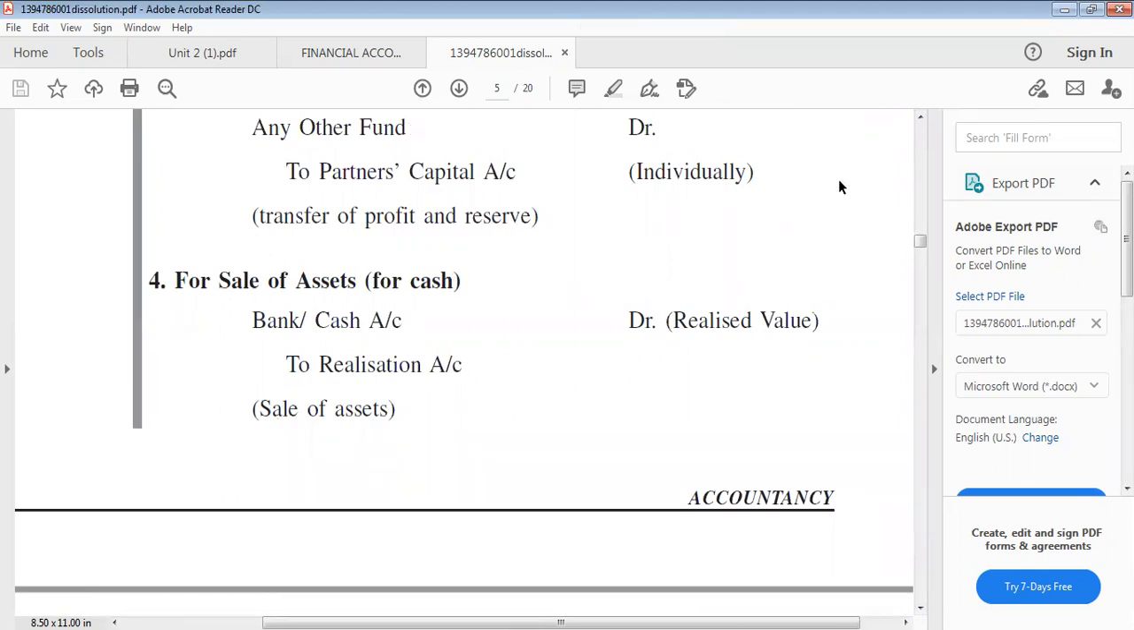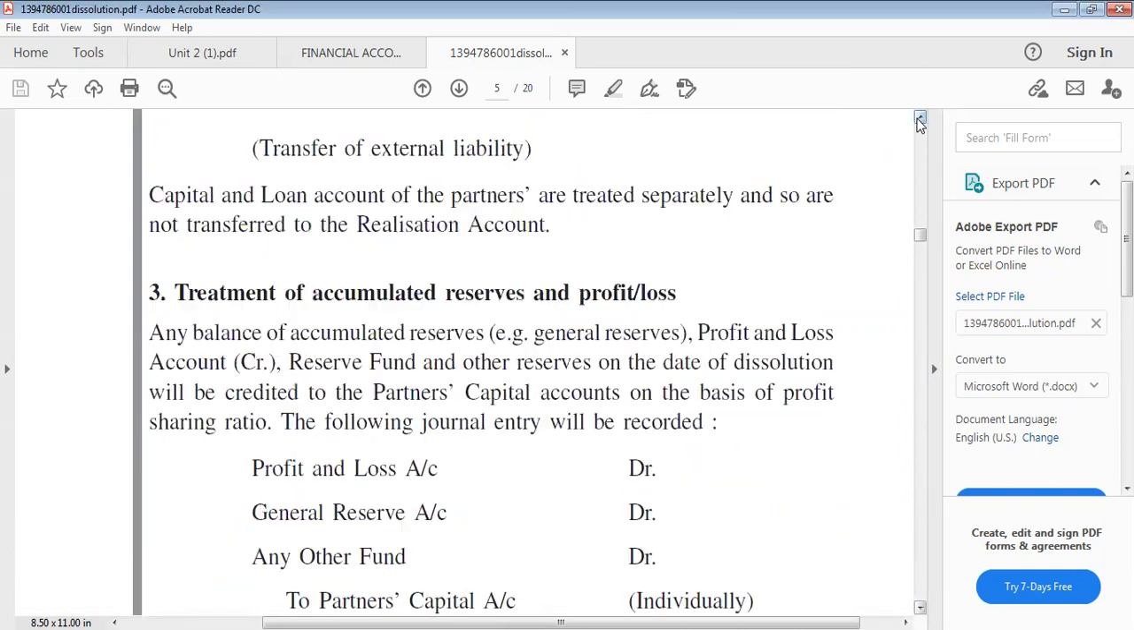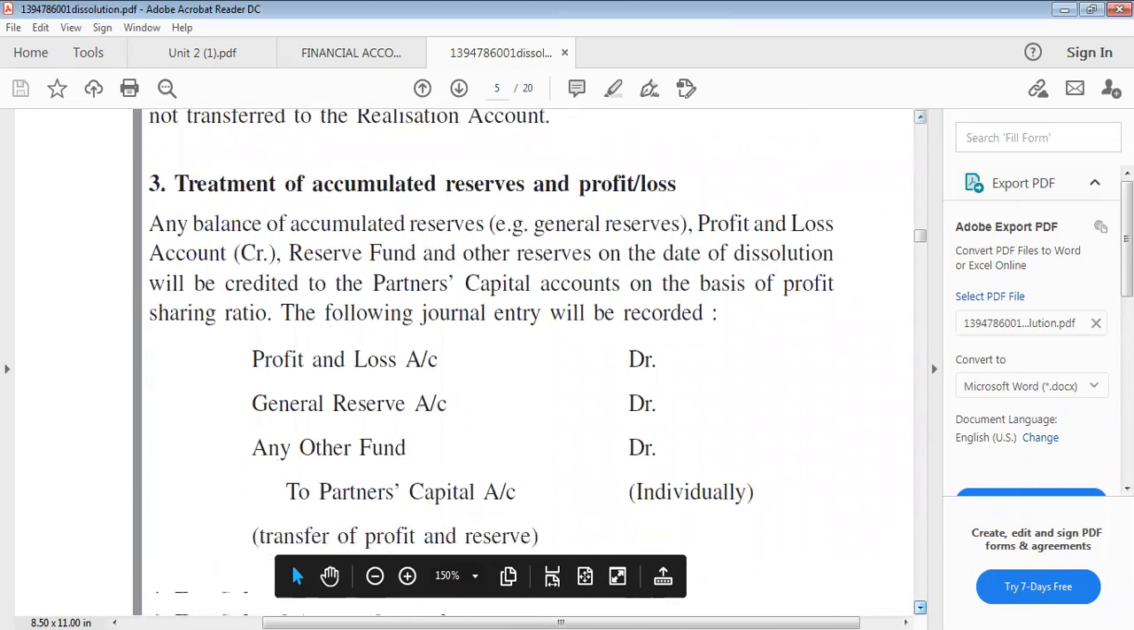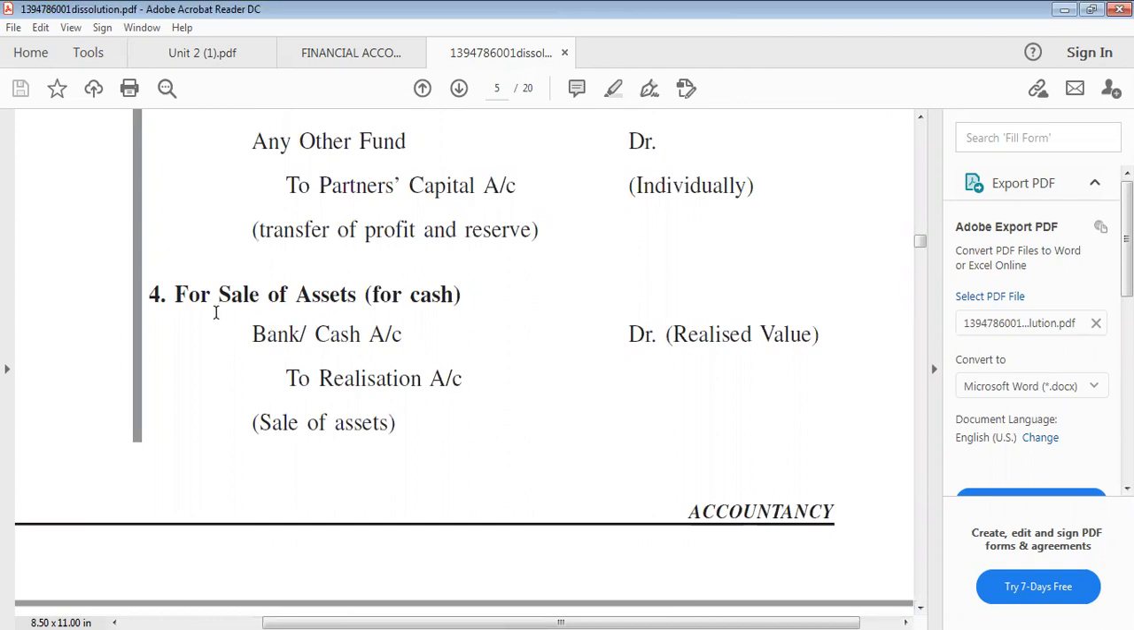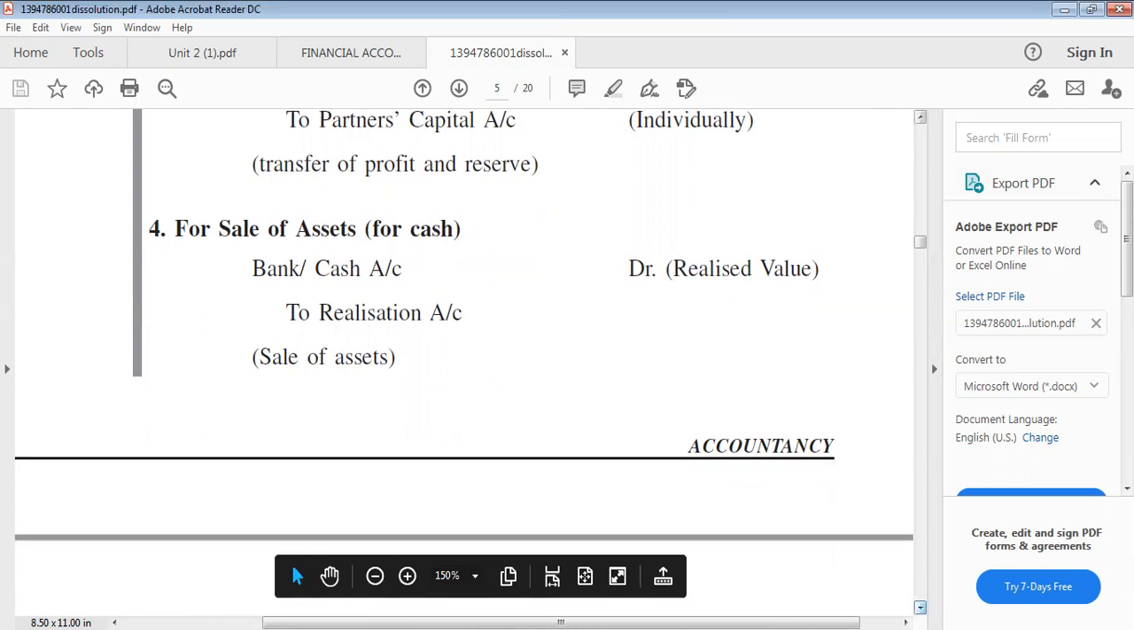All right. So look at treatment for sale of assets for cash. As a sale of assets for cash, you would debit bank with the realized value, and then you would credit the realization account. That's how you treat sale of assets for cash when there's a dissolution of a partnership.